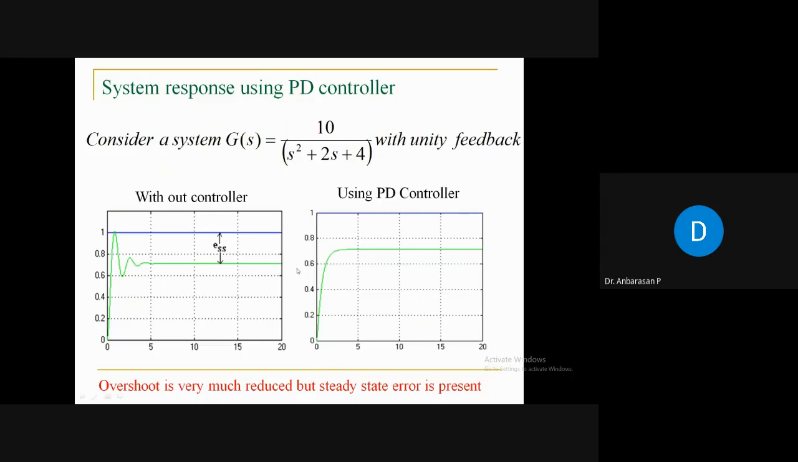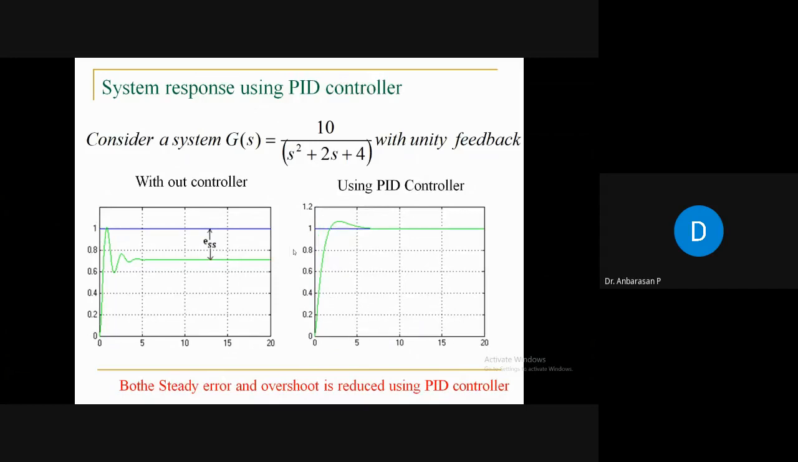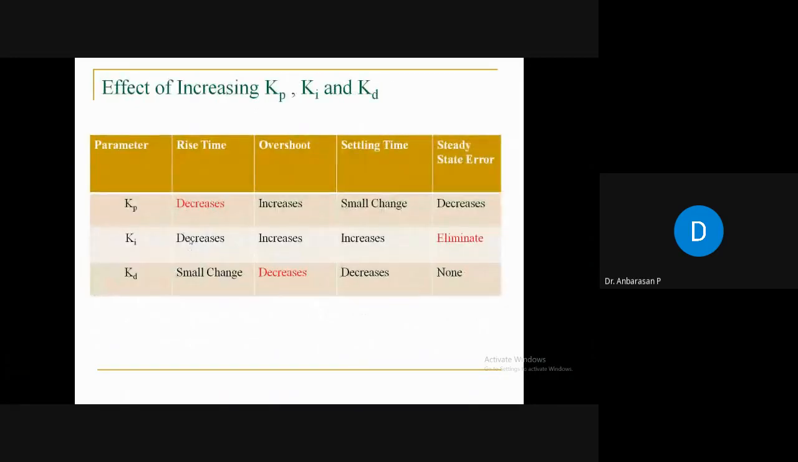If you go with the proportional integral controller for the same transfer function, it automatically reduces the steady state error. That is, for the step input of 1, the steady state error is completely eliminated here. But the peak overshoot is again present in the proportional integral controller. So if you use the proportional, integral, and derivative controller, you can see the steady state error is reduced, and the peak overshoot is also reduced.